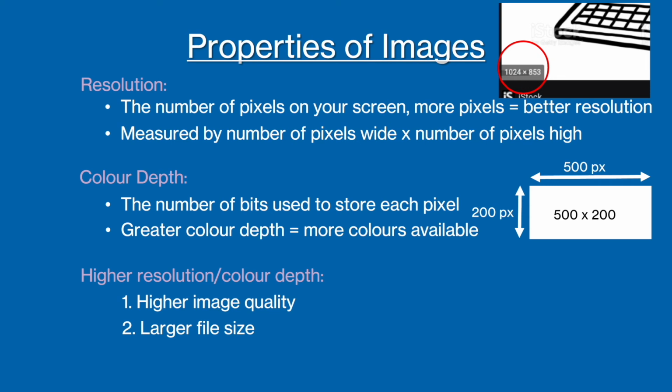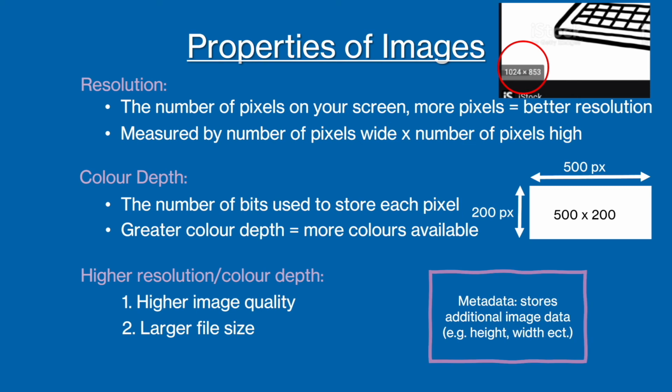Color depth and resolution are both examples of metadata. Simply put, metadata is data about data, as it is used to store additional information about the image that allows the computer to recreate the image from the binary data in the file. Further examples of metadata include the file size of the image, the height or width of the image, and the date the image was created.